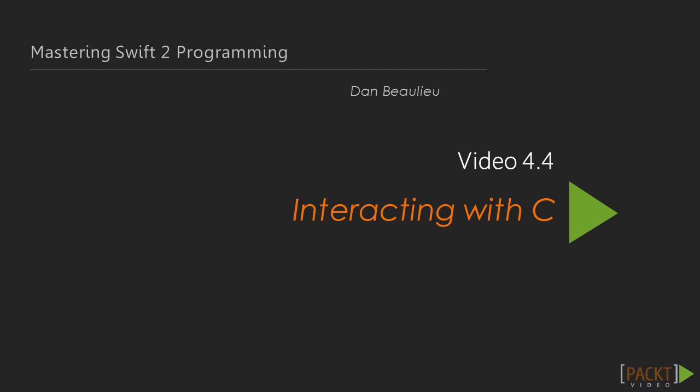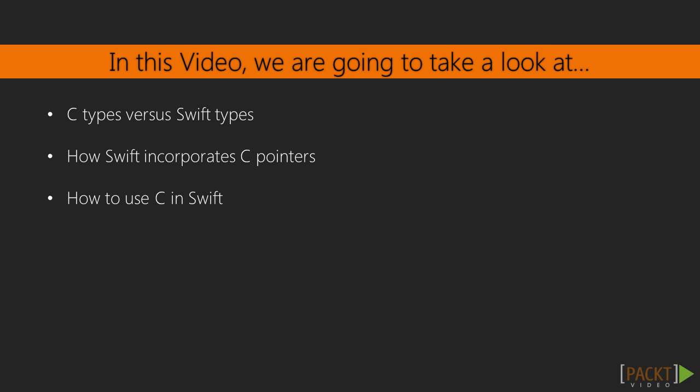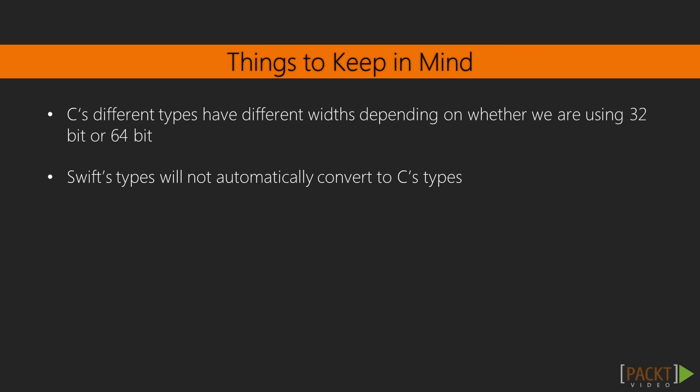In the previous video, we learned how to incorporate Objective-C code into our Swift projects. In this video, we're going to take a look at how to convert C types to Swift types and what it takes to incorporate traditional C code into our Swift projects. There are a few things to keep in mind when working with C, particularly when working with C's types.